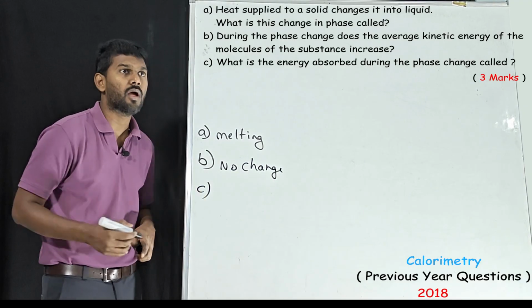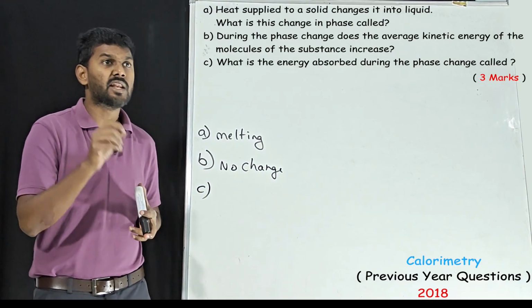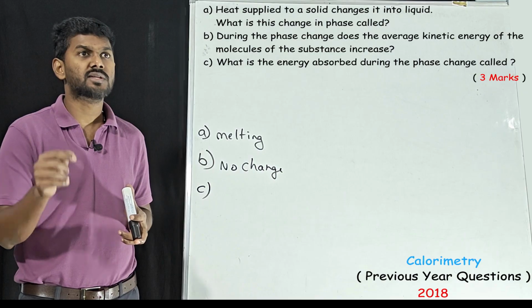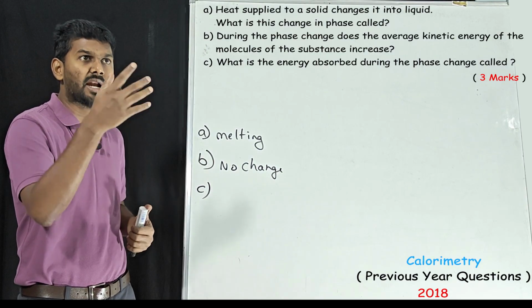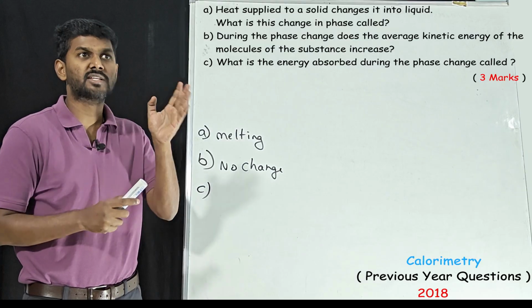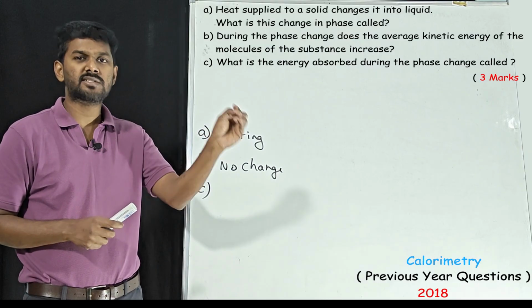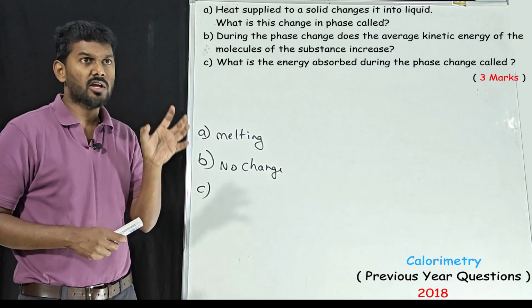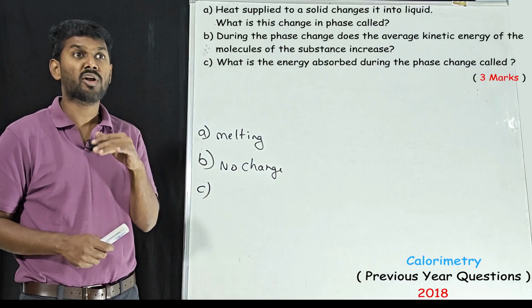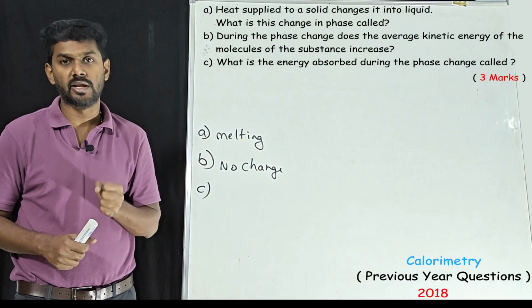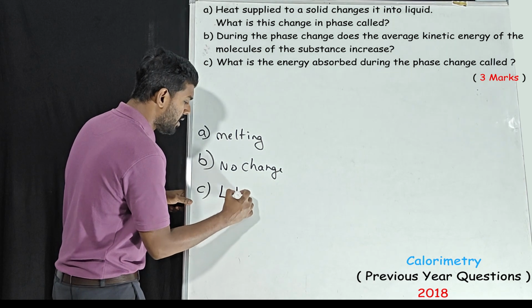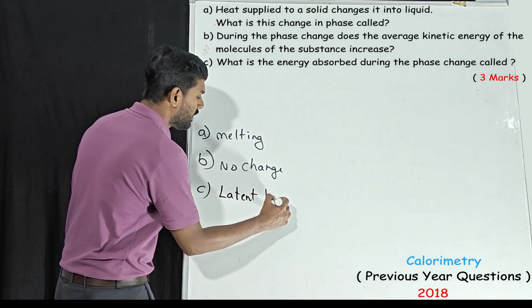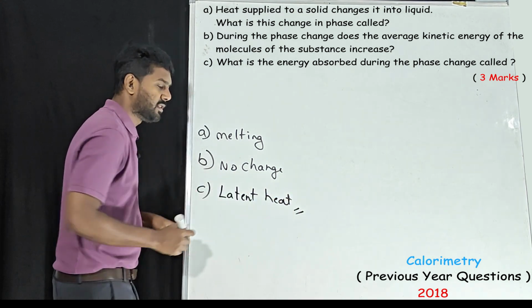Next, what is the energy absorbed during the phase change called? During the phase change, there is a change in phase and energy is absorbed, correct? Solid is getting into liquid. Assume ice is converted into liquid, so it is absorbing the heat energy. What do you call that absorbing heat energy? That is nothing but latent heat. Okay, latent heat. That's it.